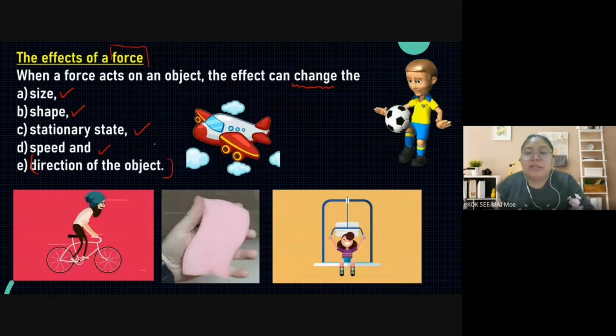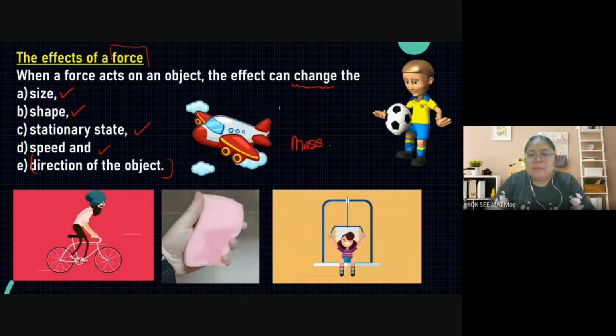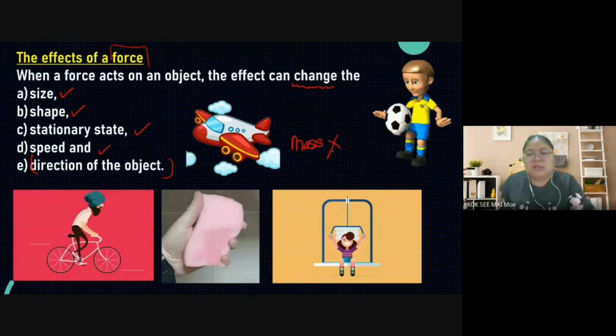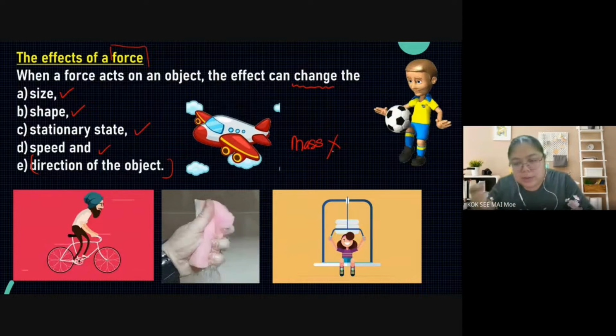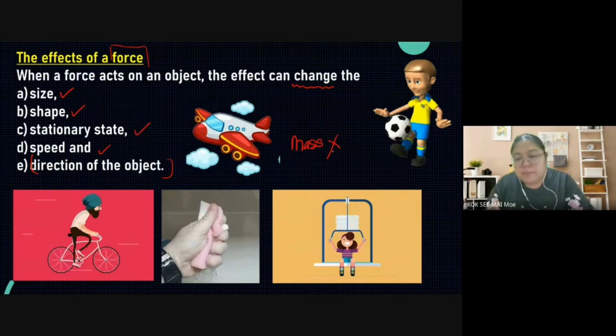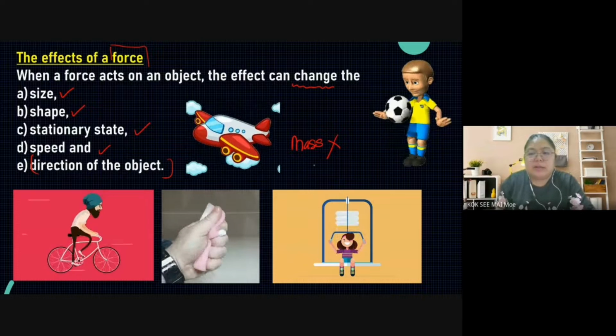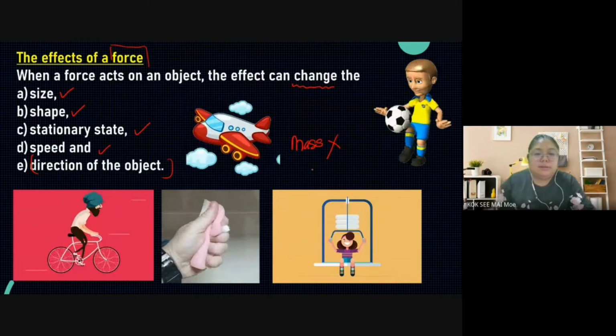Okay, what cannot be changed by the force? Remember, there's mass. Mass totally cannot be changed by anything. Okay, although you go another way, you go to another country, you come back, maybe you diet, you reduce your mass, but the forces cannot reduce the mass, cannot change the mass.